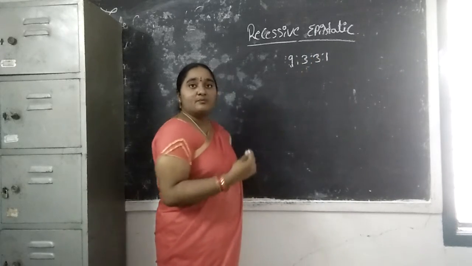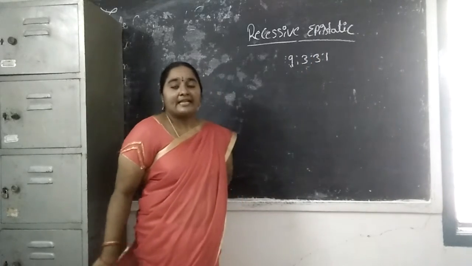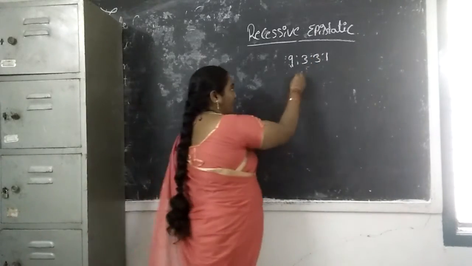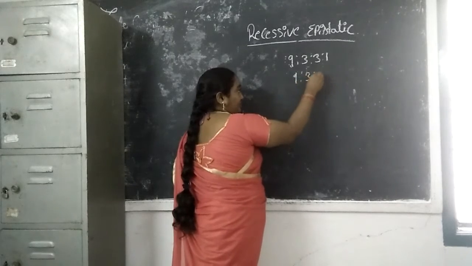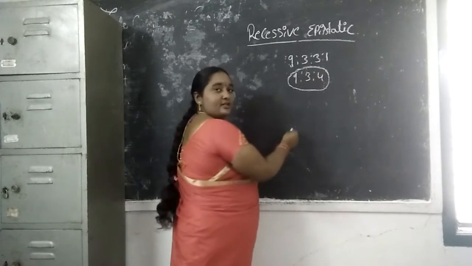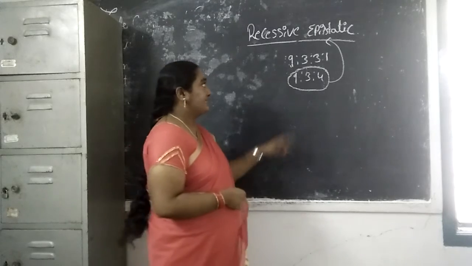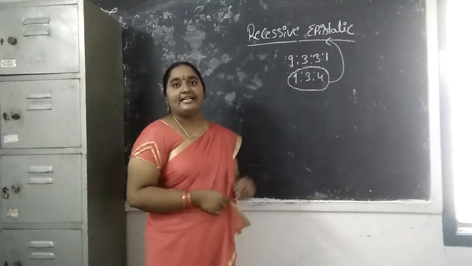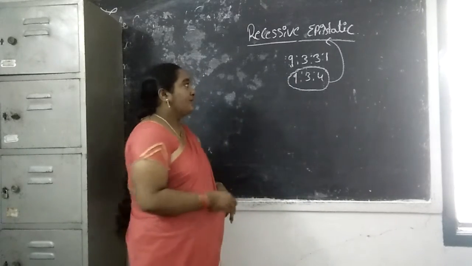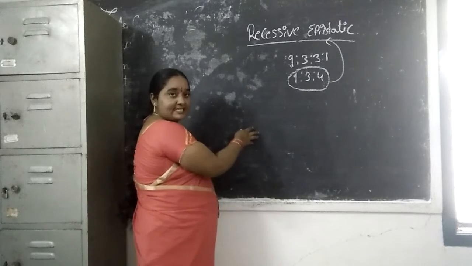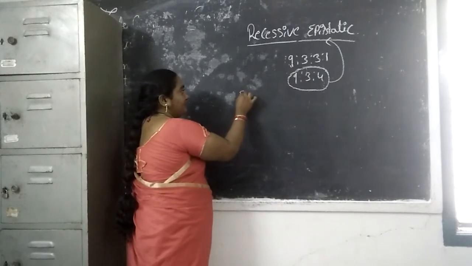The 9:3:3:1 ratio is modified to 9:3:4. This phenotypic ratio is also called recessive epistasis. It is a non-Mendelian inheritance. Okay, so that is recessive epistasis.